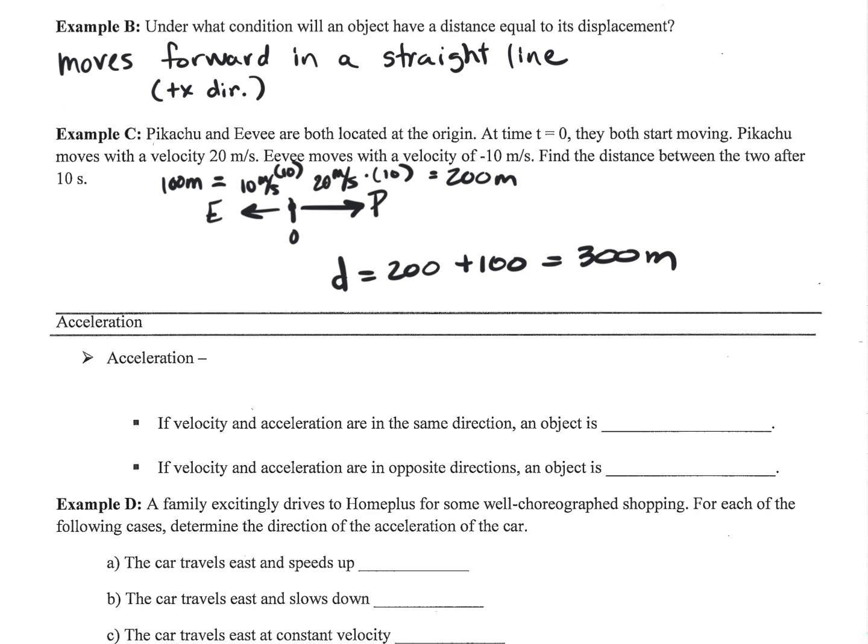Yeah. If she's going the same direction as him, then she would just be going a little slower, wouldn't she? So you'd have to take the 200 and subtract off the 100 she went.